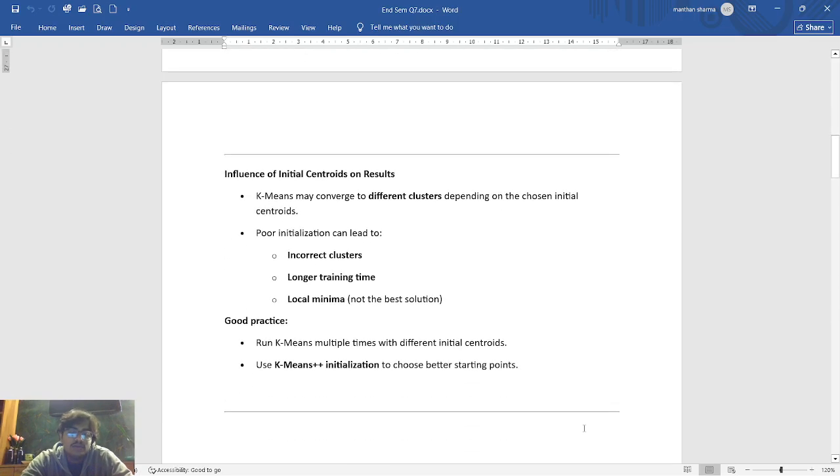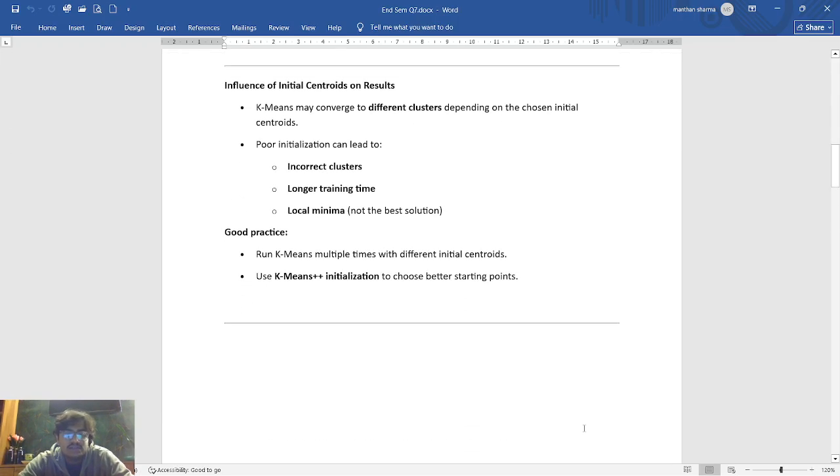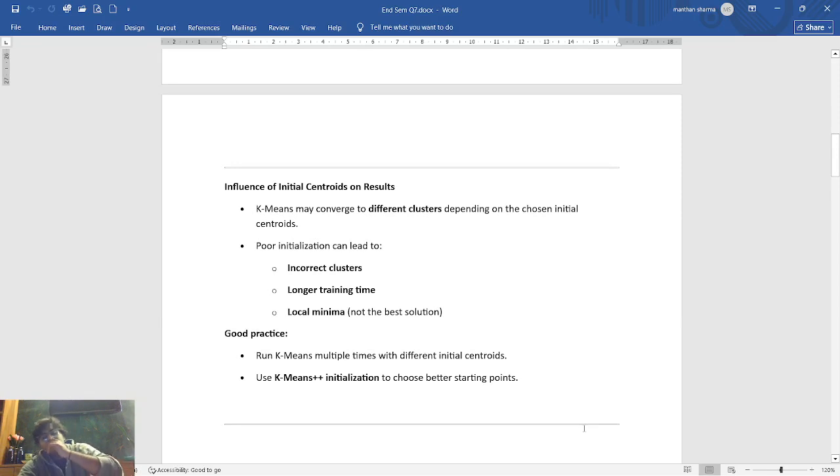Yeah, and how initial centroids affect the results. Now here's something very important: K-means can give completely different results depending on the initial centroids chosen. If the starting points are bad, K-means may form incorrect clusters or take longer to reach convergence, and can also get stuck in local minima, meaning it finds a solution but not the best one. So to avoid this, we usually run K-means multiple times, or use K-means++, which selects better initial centroids.